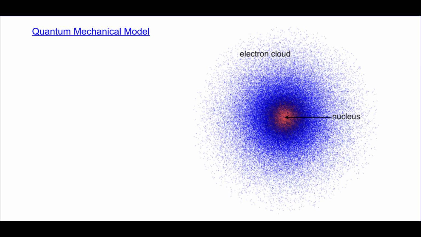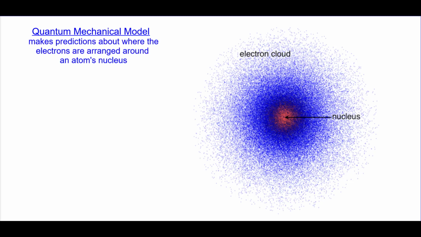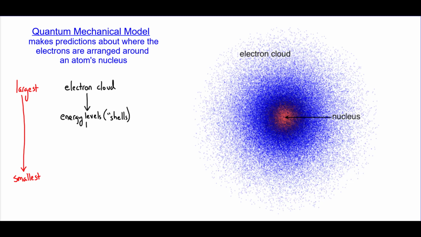Do get this part into your notes: the quantum mechanical model makes predictions about where the electrons are arranged around an atom's nucleus. From largest to smallest, the electrons are in the electron cloud, and those are arranged into different energy levels. We learned about those last time. They're also known as shells. Where the new stuff shows up for the quantum mechanical model is where it specifies that electrons are then divided into subshells and then even smaller divisions called orbitals. Make sure you've got that idea into your notes because I need to move on.